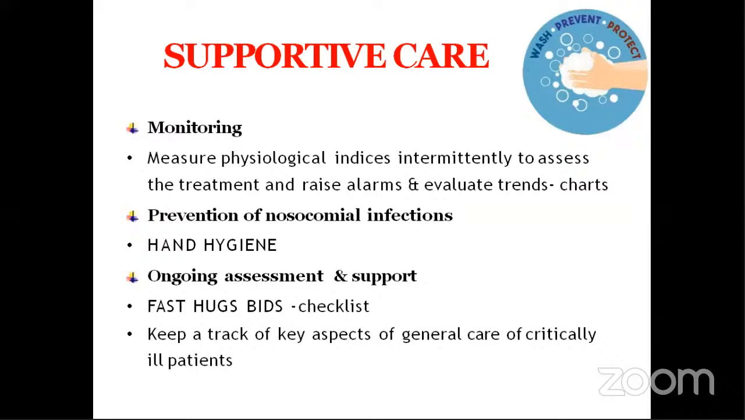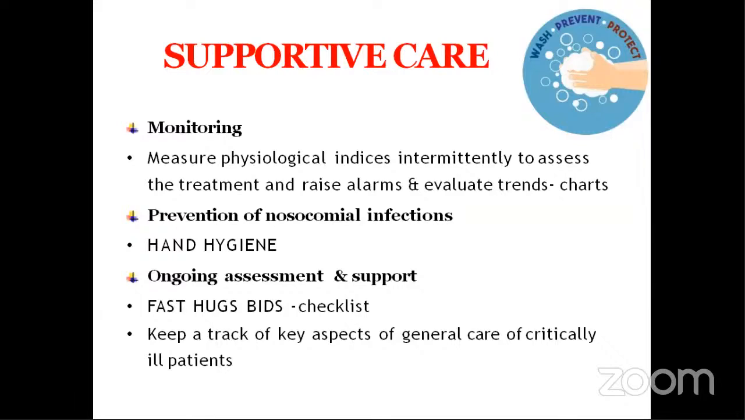Now, these multiple aspects can be remembered very easily by the simple mnemonic FAST, HUGS, BITS. What you can do, even while listening to this lecture, is prepare a checklist with the help of this mnemonic and use it every day on your daily rounds. Train your nurses and your ICU staff to use it and get it checked in every shift. This will help to keep a track of the key aspects of the general care of those critically sick patients.